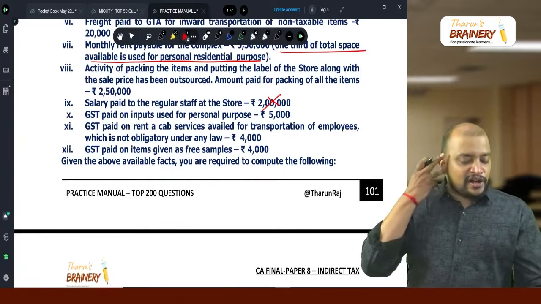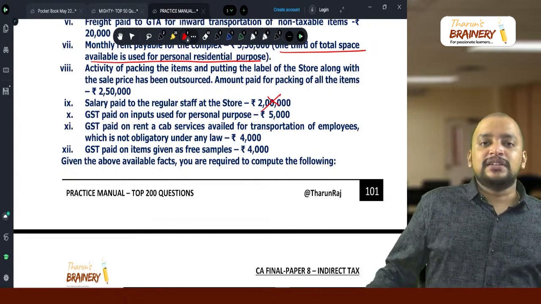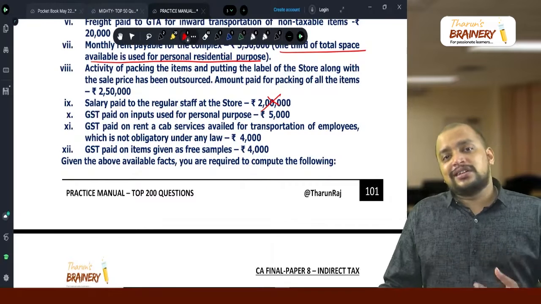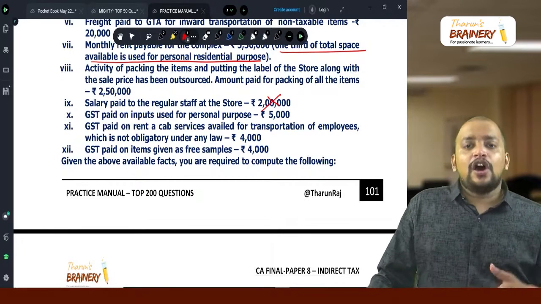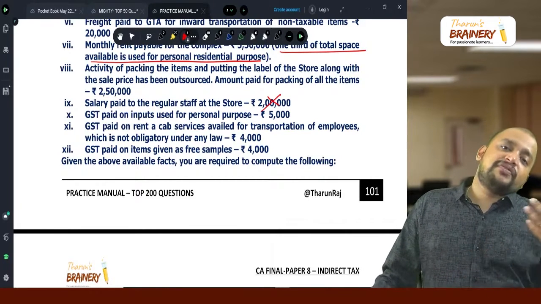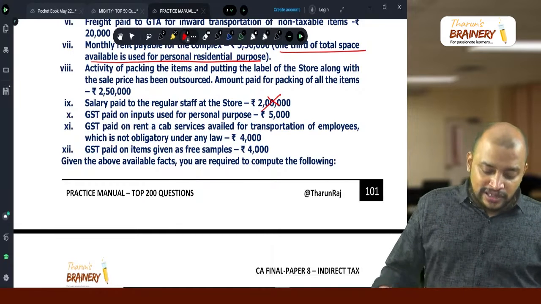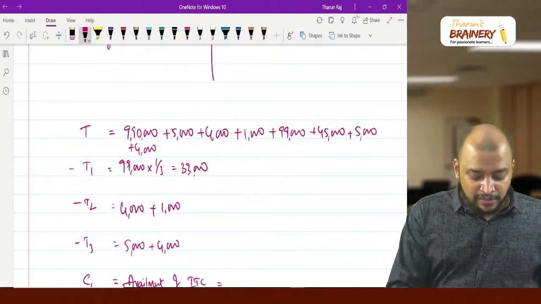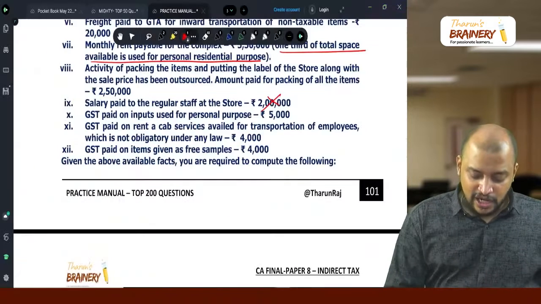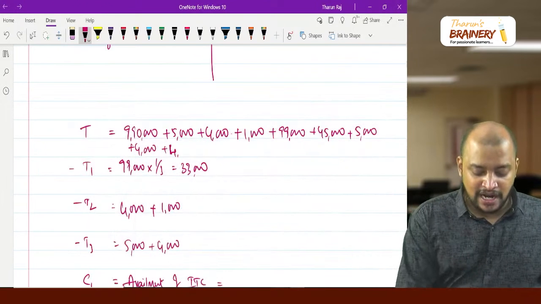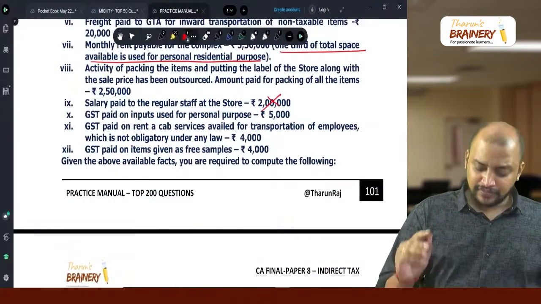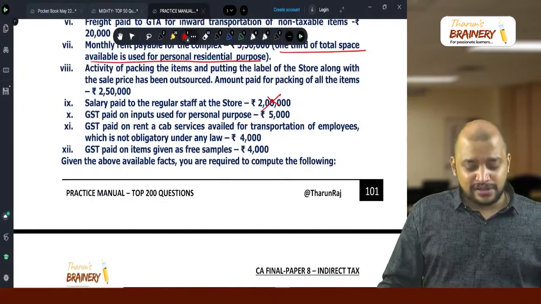Then GST paid on items given as free samples, that is also blocked credit. If goods are purchased which are lost, destroyed, written off or disposed of by way of gift or free samples, then on that also ITC is not available. First we are paying GST. How much GST? 4,000 we are paying, and that will also come under blocked credit. Okay. Then all these numbers are over.